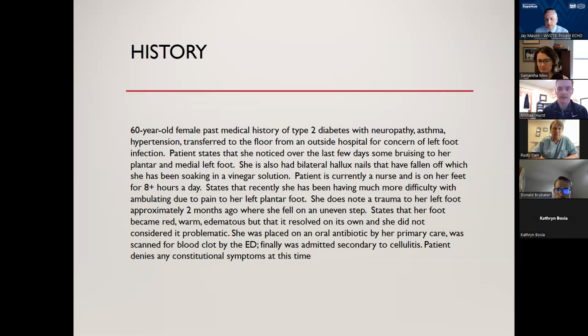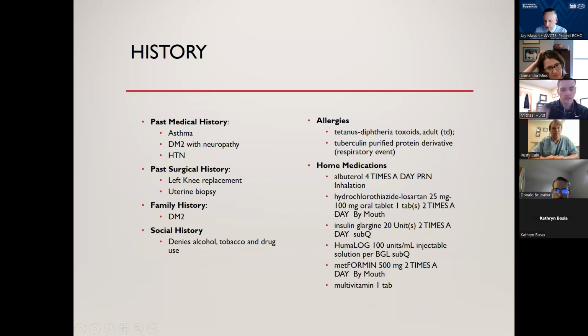She was placed on an oral antibiotic by her primary care because they evaluated and felt it was consistent with cellulitis. Then she was scanned for a blood clot by the emergency department at the previous hospital, which was negative. They finally admitted her secondary to cellulitis, and she denies any constitutional symptoms. In terms of past medical history, as stated before, asthma, type 2 diabetes, hypertension, and her home medications are in line with her past medical history.